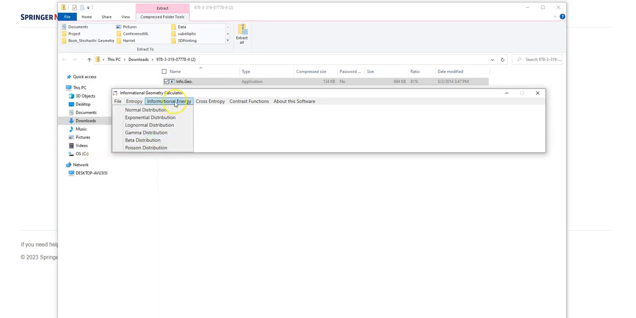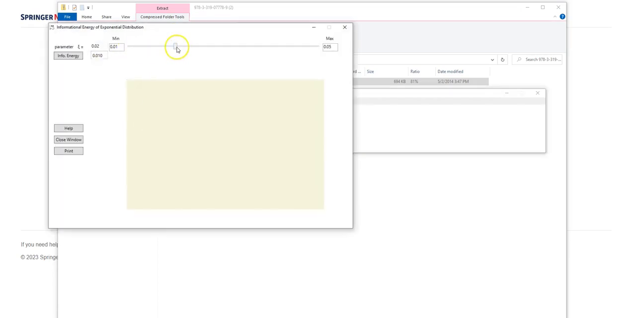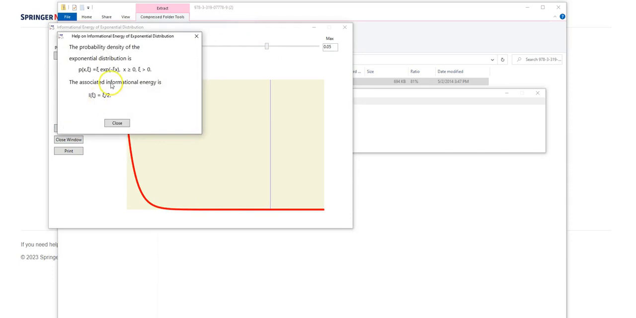Similarly with the informational energy, for instance, information energy for exponential distributions. That's a distribution depending on only one parameter. It's given by this formula.